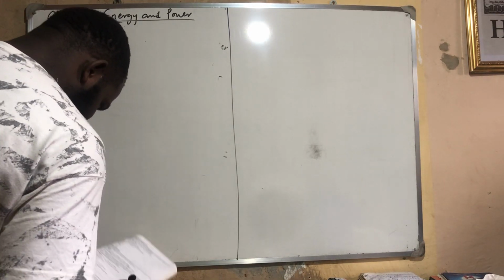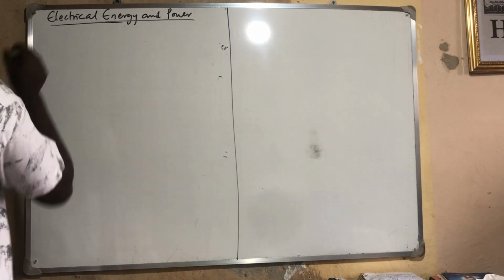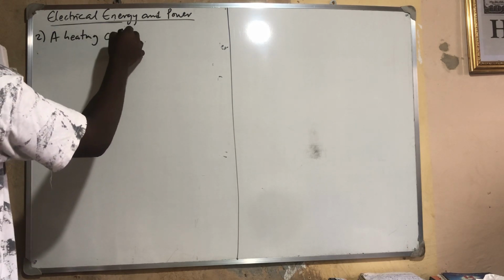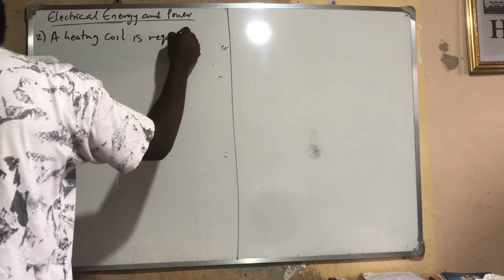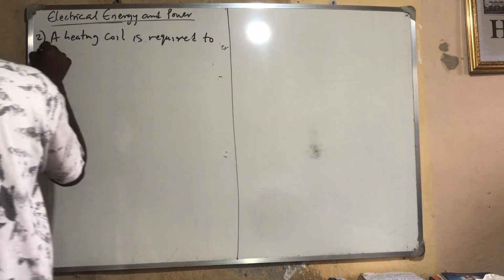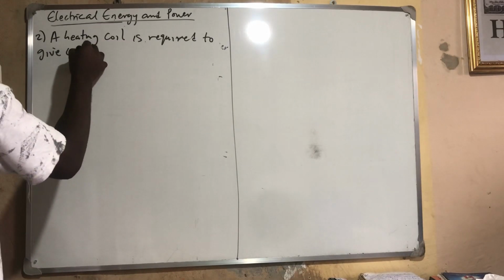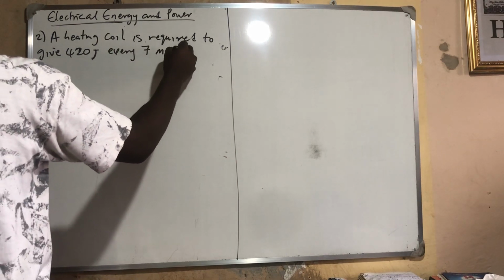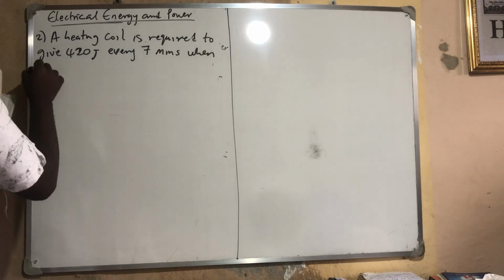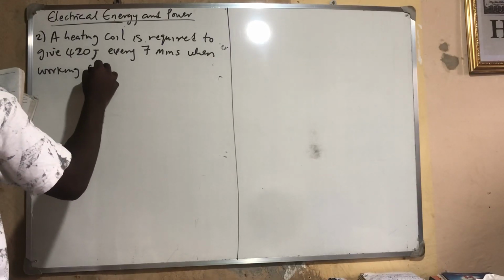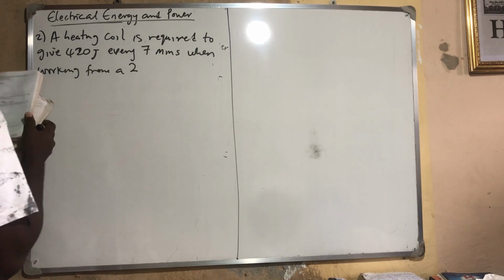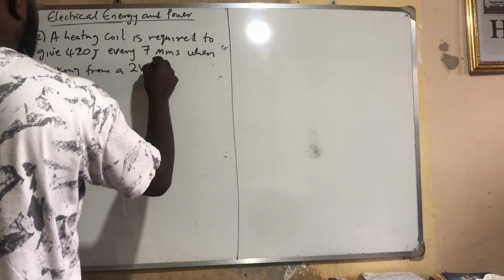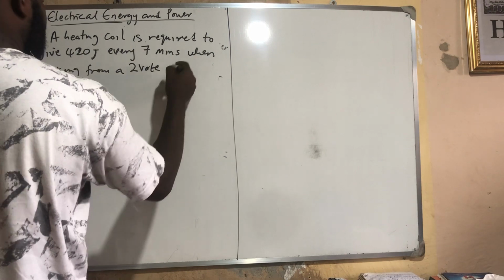The second example, number 2, said: a heating coil is required to give 420 joules every 7 minutes when working from a 2 volt supply.